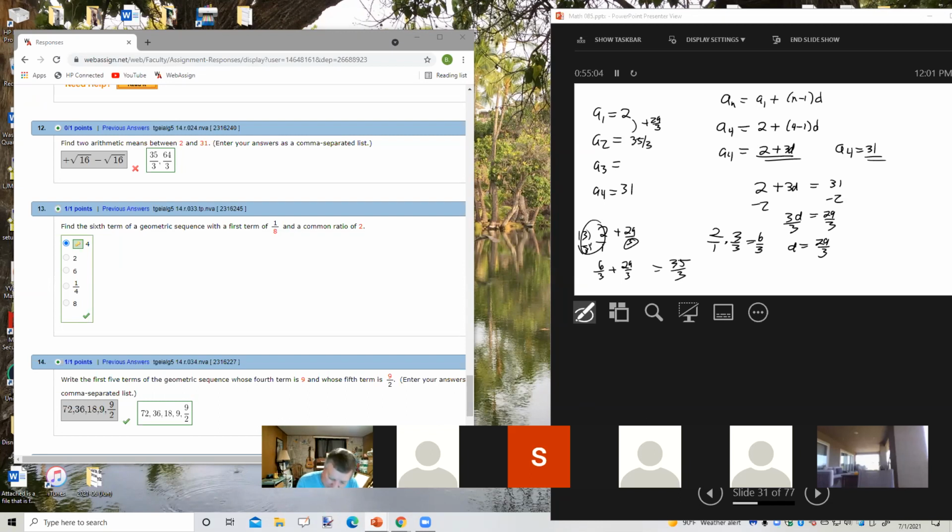How do I find a sub 3? I take 35 thirds plus 29 thirds, which is 64 thirds. Now, to check my work, let's see what 64 thirds plus 29 thirds is. That would be 93 thirds, which is 31, so it checks. So what are my two arithmetic means? 35 thirds and 64 thirds. And again, you have to use improper fractions, not mixed numbers. Okay?